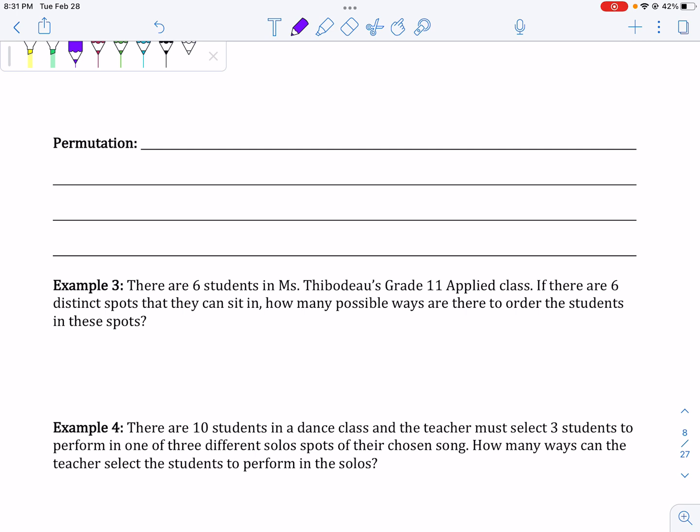A permutation is an arrangement of distinguishable objects in a definite order.